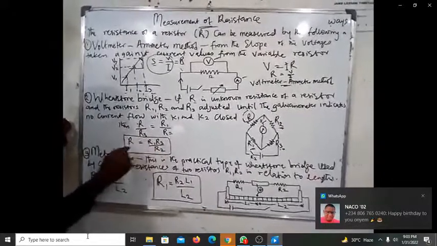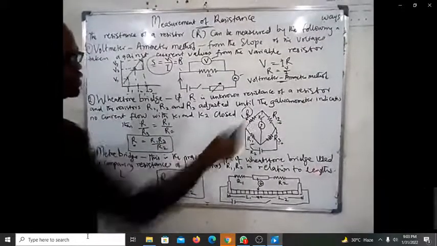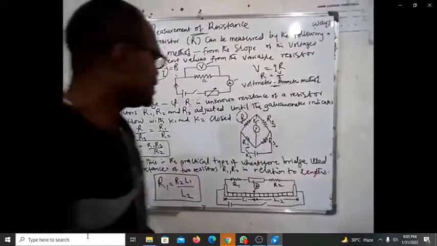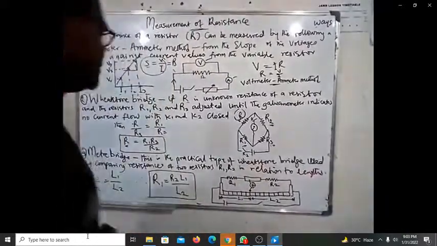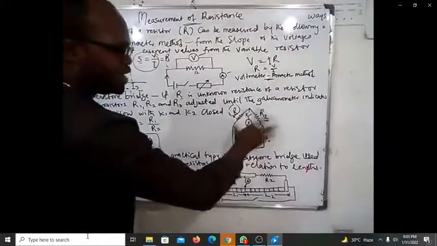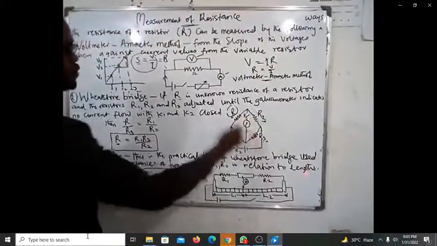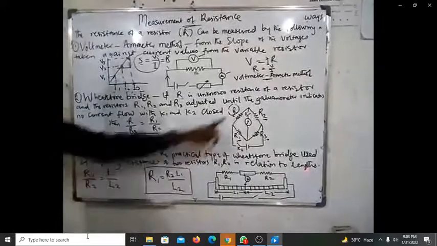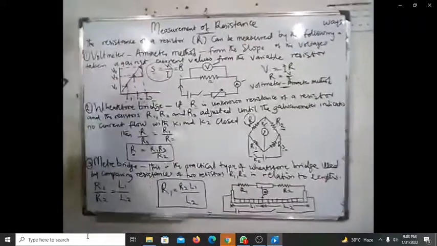Then you solve the calculation, it will give us the resistance of the unknown resistor. So that's number two way of measuring: by comparing the resistance of the ones you know with the one that you don't know in order to get the value of the unknown.